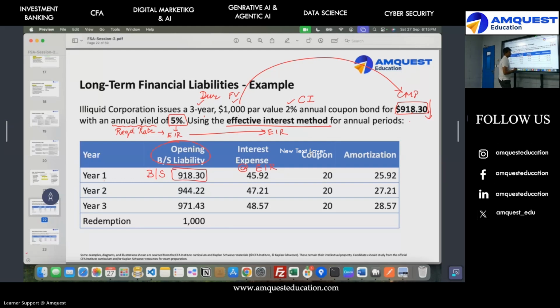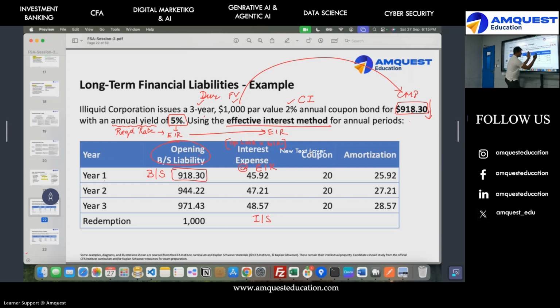What is the effective interest rate method? The formula, what I told you: opening liability into effective interest rate, right? You only forgot: opening liability into opening interest, okay? This is the charge you will incur every year. This is the charge to P&L because this is the amount you should have paid.